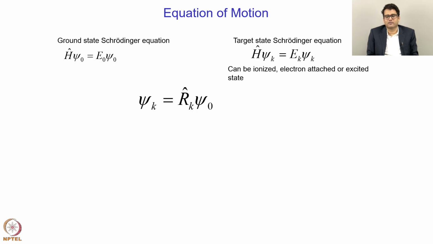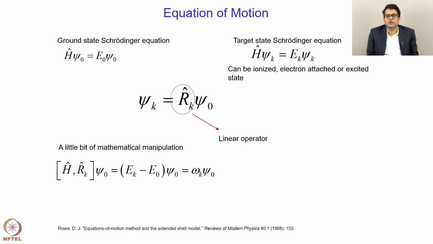In the equation of motion approximation, the target state wave function is related to the reference state wave function by a linear operator R k, and with a little bit of mathematical manipulation, you can show this equation as a commutator with respect to the Hamiltonian. By using this equation you can calculate the energy difference E k minus E 0, which is omega k. Now, if your target state is an excited state, then you will get excitation energy. If your target state is an ionized state, you will get ionization energy. If your target state is an electron attached state, you will get the electron attachment energy or the electron affinity.